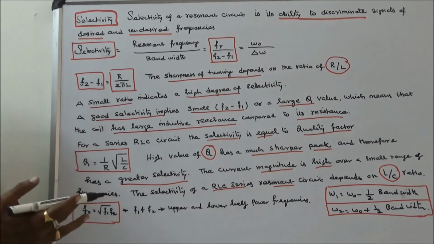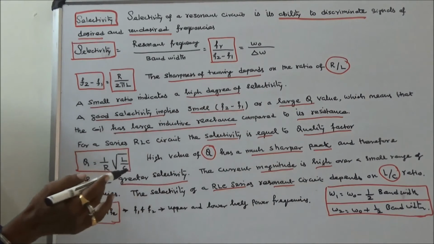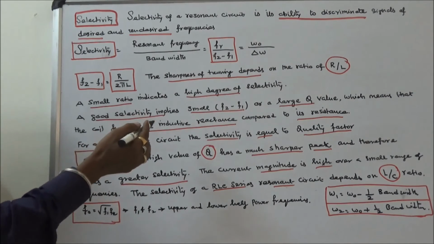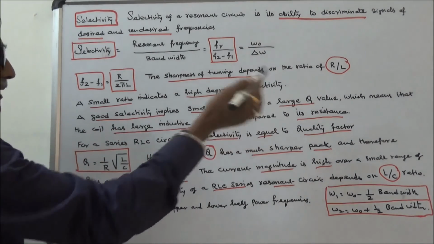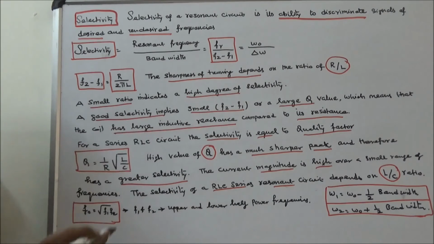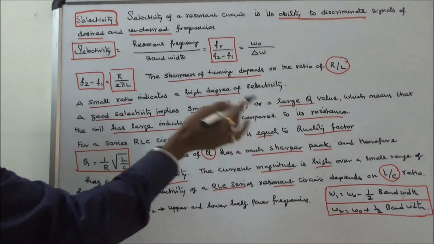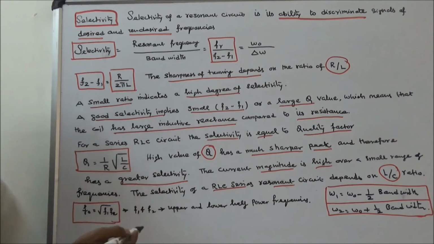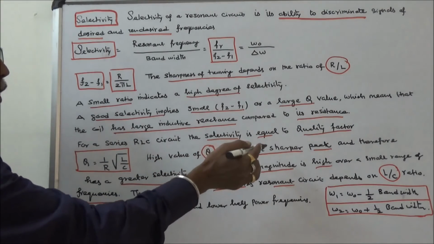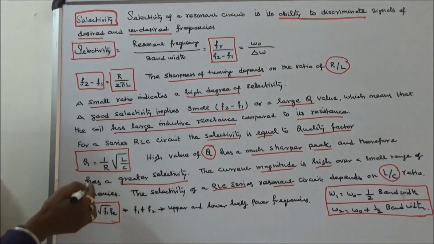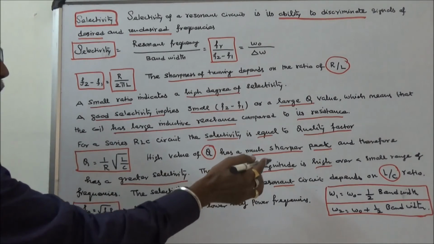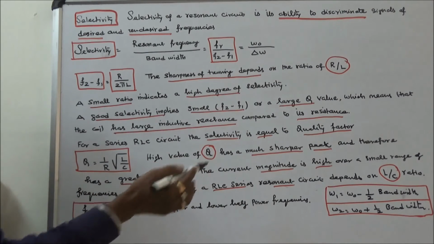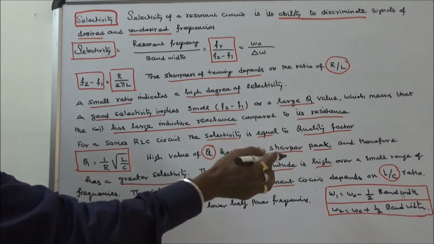A good selectivity implies small f2 minus f1 or a large value of Q, that is quality factor, which means that the coil has large inductive reactance XL compared to its resistance R. For a series RLC circuit, selectivity is equal to quality factor. Q is equal to 1 by R root L by C. A high value of Q has a much sharper peak and therefore has a greater selectivity. The current magnitude is high over a small range of frequencies. The selectivity of our resonance circuit depends on the L by C ratio.